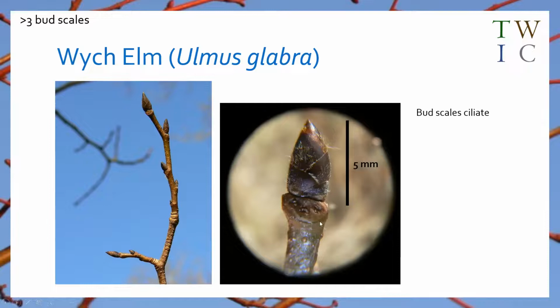There are other elms that you might encounter. So the English elm, for example, very similar, so quite tricky. But one of the features you can look for is if it's showing signs of suckering. So that's where shoots arise from the roots, from around the base of the plant. And it can be some distance away from the trunk or the main stem. If you've got evidence of suckering, it's not a witch elm, it's liable to be an English elm. But in other respects, the twigs look very similar.